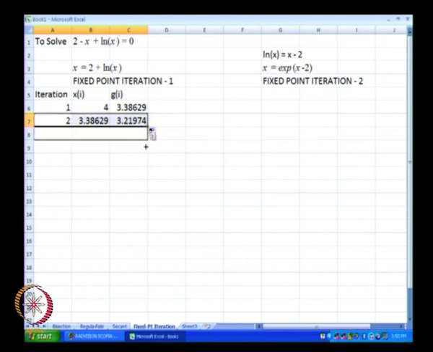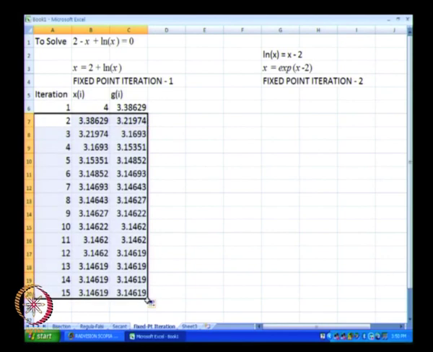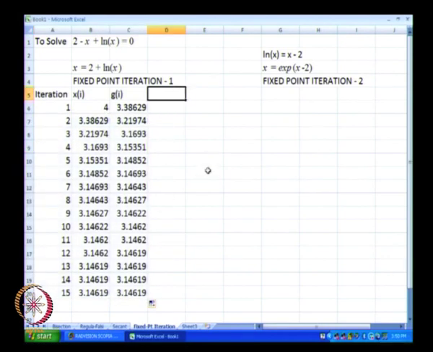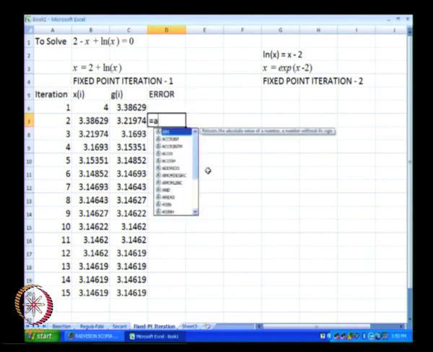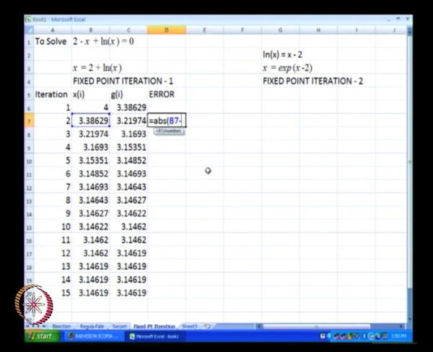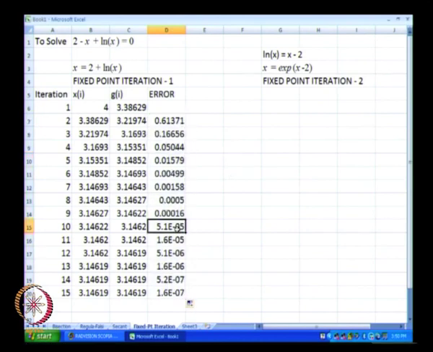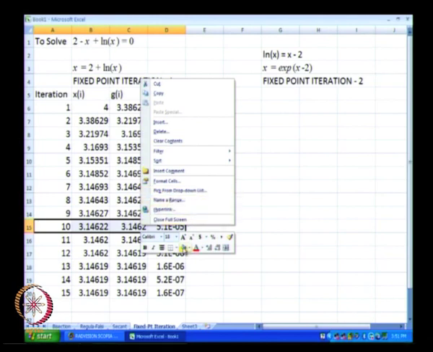We do not need anything else, and we just keep dragging it, maybe up to say 15 iterations, and we will also plot the error. The error is nothing but the absolute value of the difference between the current solution and the previous solution. Our stopping criterion is where the overall error ends up being less than 10 to the power minus 4. That was the tolerance value that we had used.